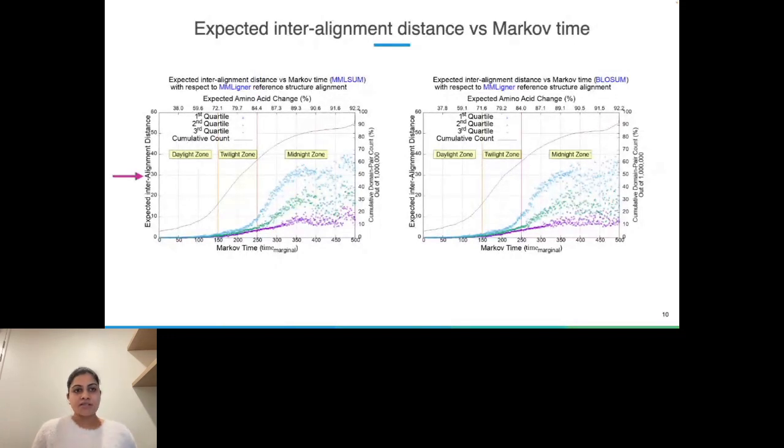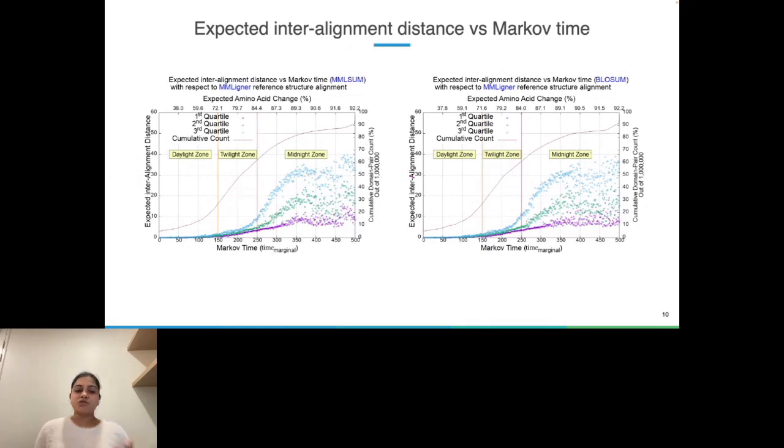The left axis tracks the expected interalignment distance. Here, we have three scatter plots in magenta, green, and blue, which track the changes of first, second, and third quartile statistics of the expected distance over a million domain pairs. The right axis tracks the cumulative percentage growth of the number of domain pairs as a function of time, as shown by the brown curve here.